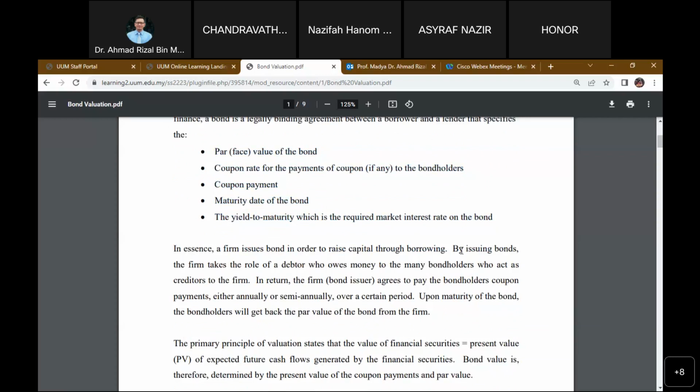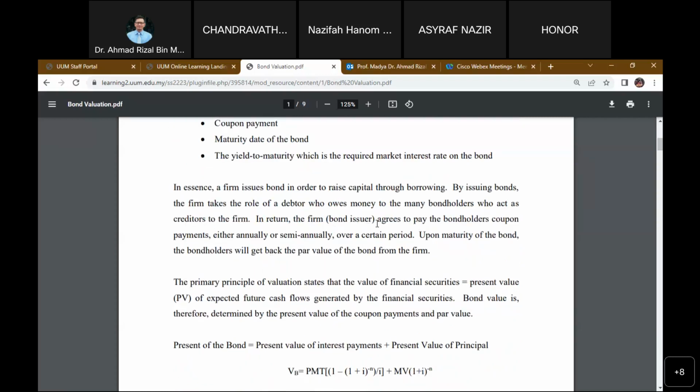So I mentioned here, by issuing bonds, the firm takes the role of the debtor who owes money to the many bondholders who act as the creditors to the firm. In return, the bond issuer, the corporation, agrees to pay the bondholders coupon payments. Normally, it's either annually or semi-annually. But in reality, it can be quarterly, it can be every 4 months. There are certain complications, but for textbook purposes, they use either annually or semi-annually only.